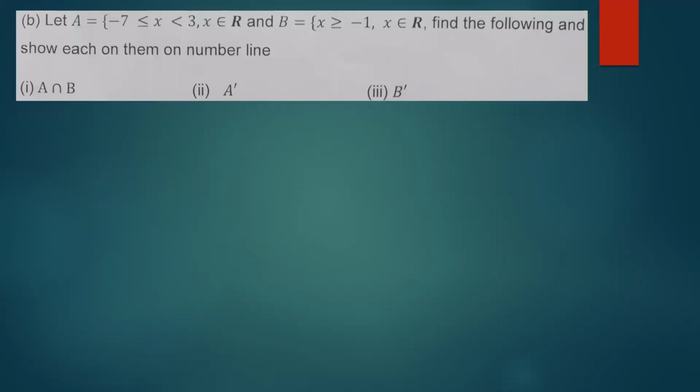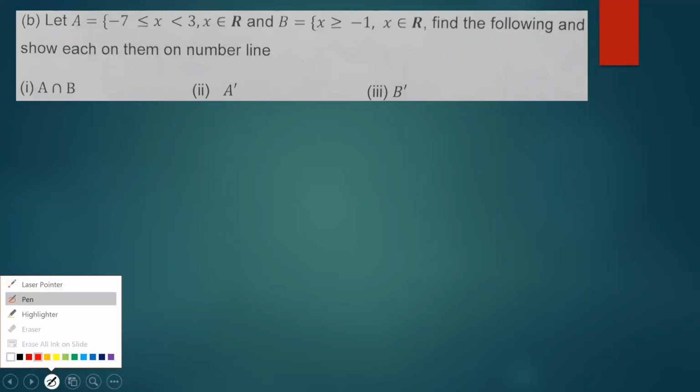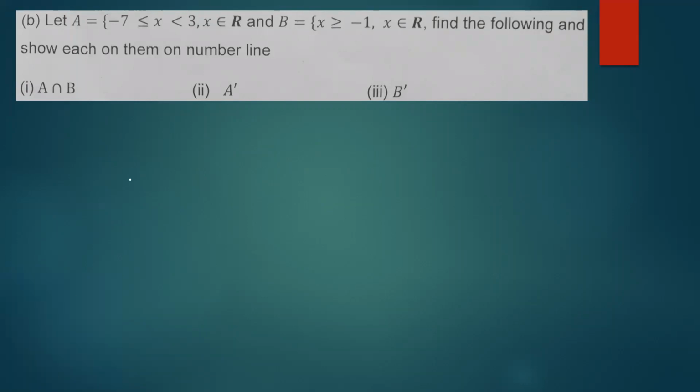Okay, so this is coming from the intervals. Then the question is: set A is equal to negative 7 less or equal to x less or equal to 3, where x is a member of real numbers. And set B is x is greater than negative 1, where x is also a member of real numbers. Find the following and show each of them on a number line. So this is a very simple question.